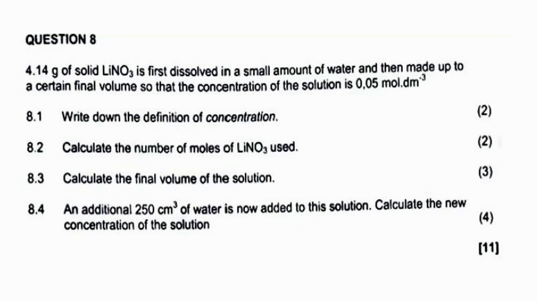And then okay, 8.3 says calculate the final volume of the solution, and that is for 3 marks, right? So to calculate the volume, when we read further here, we are told that it is made up to a certain volume so that the concentration of the solution is 0.05 mole per dm cube. So you can see that already we have the number of moles from 8.2, and we are given the concentration, which would enable us to calculate the volume. So the formula for that one is obviously c is equal to n over V, since we are given the concentration there.